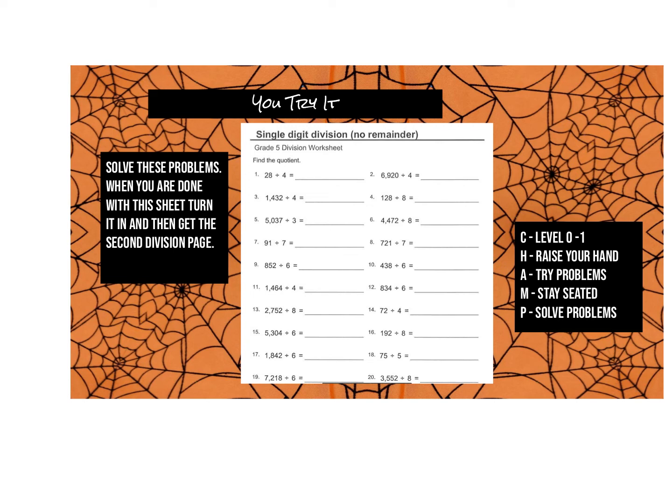The first activity page that you got should look like this. It should be called single digit division, no remainders. So none of these problems will have remainders. This is just a simple review of how to do division. Okay, so you have 20 problems. You can work them on the back of the sheet, or you can get notebook paper from the front of the classroom. You need to complete this sheet, turn this in to the substitute or Miss Coleman, and ask them for sheet 2.